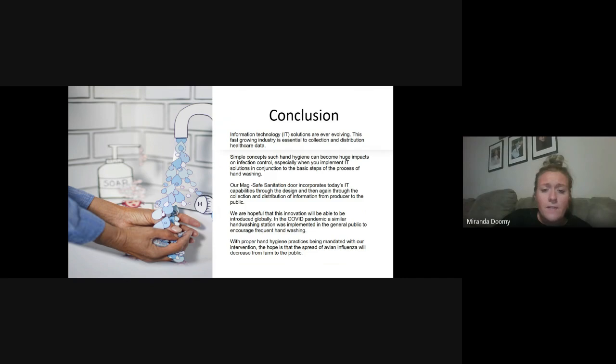We are hopeful that this innovation will be able to be introduced locally. In the COVID pandemic, a similar hand washing station was implemented in the general public to encourage frequent hand washing. Proper hand hygiene practice is being mandated with our intervention. The hope is that the spread of avian influenza will decrease from farm to public.